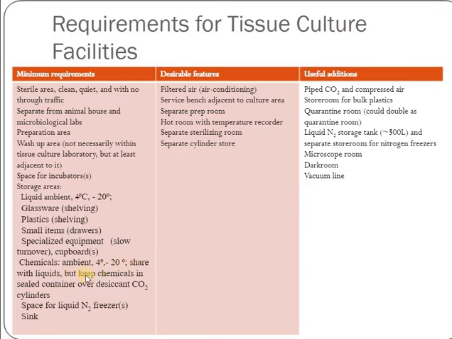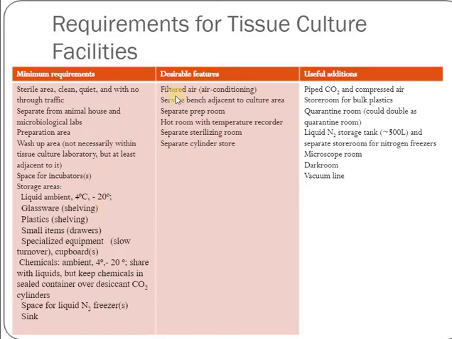Liquids can be placed in sealed containers over desiccant, along with carbon dioxide cylinders. The space for a liquid nitrogen freezer and the sink should also be present. These are the minimum essential requirements for setting up an animal tissue culture laboratory.